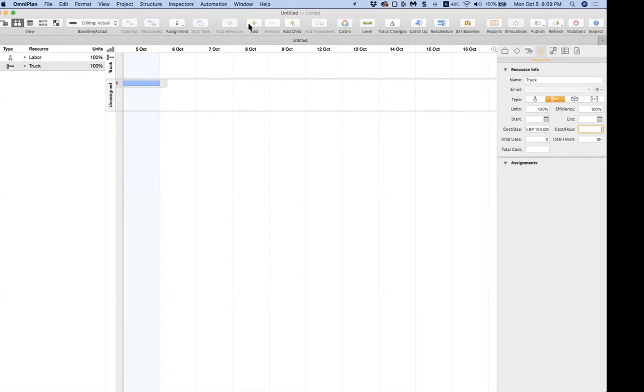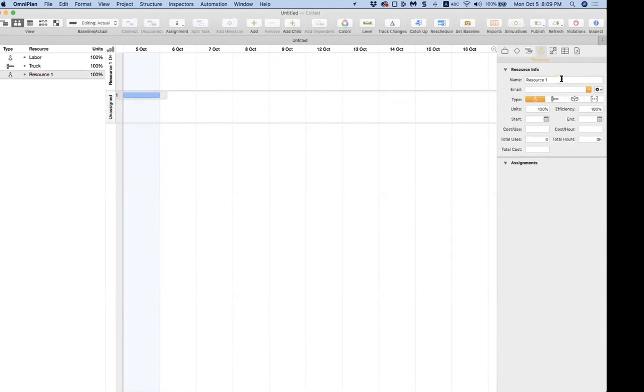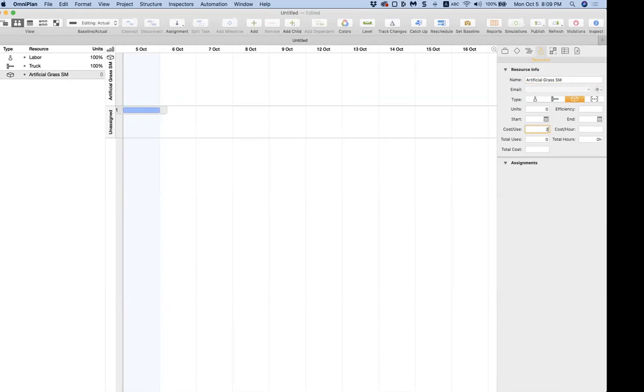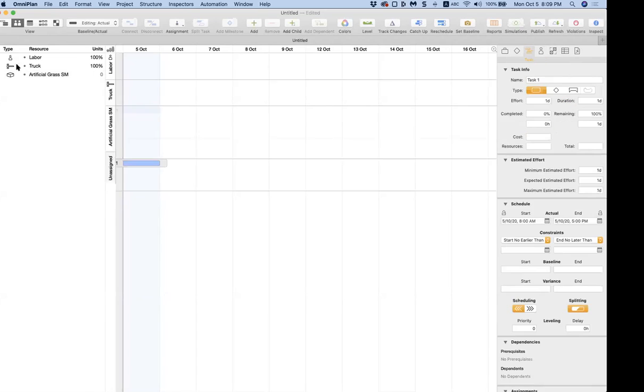Another resource is material. For landscaping I have, for example, artificial grass per square meter. Okay, it's material. So I chose material for this item, and the cost per use will be 200,000 lira. So now I have 3 resources. The first resource is human, the second is equipment, and the third is material.